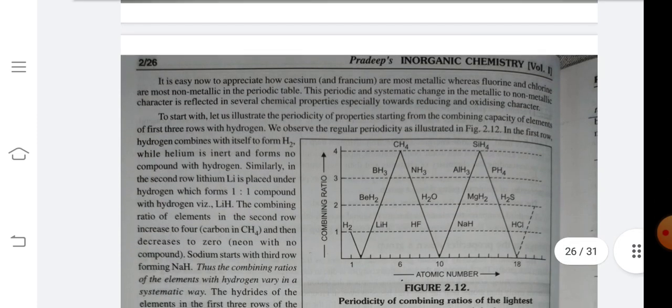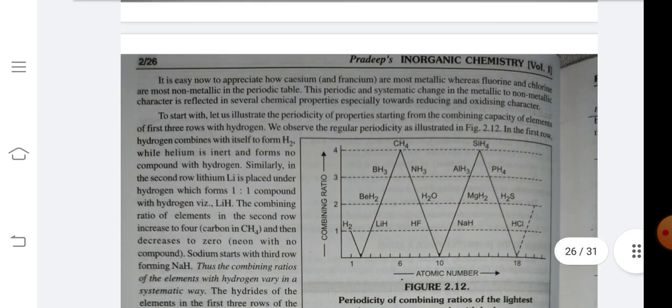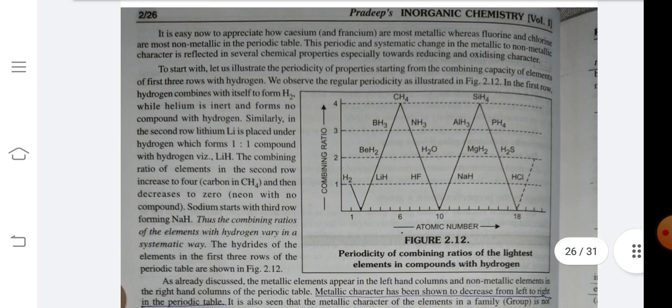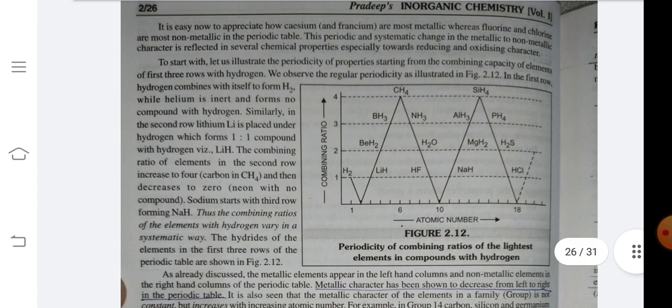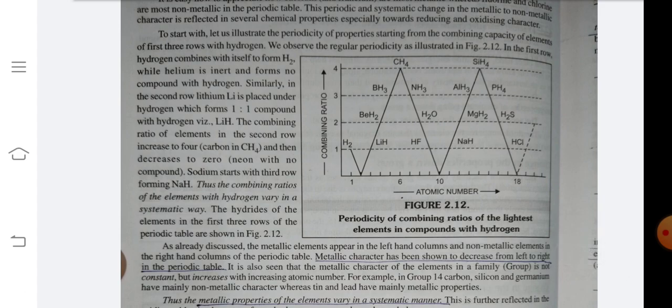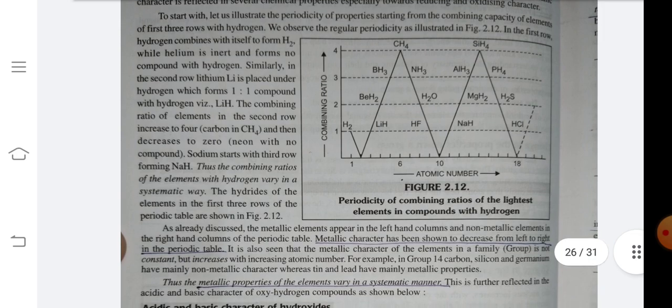It is easy to appreciate how cesium and francium are most metallic, whereas fluorine and chlorine are most non-metallic in the periodic table. This periodic and systematic change from metallic to non-metallic character is reflected in several chemical properties, especially towards reducing and oxidizing character. To start with, let us illustrate the periodicity of properties starting from the combining capacity of elements of the first three rows with hydrogen. We observe the regular periodicity as illustrated in figure 2.12.